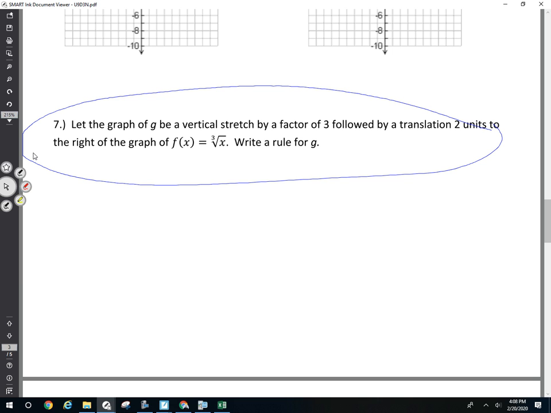Hold on, I'm not done. I know, and guess what? The bell hasn't rung yet.